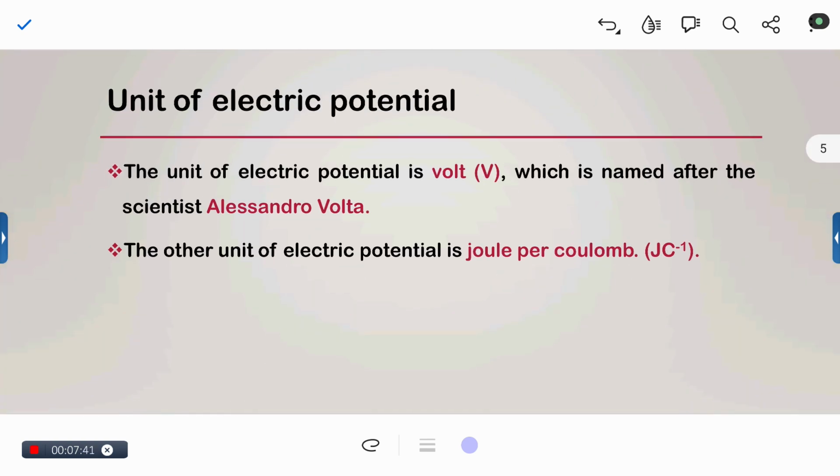Next, the unit of electric potential. Since it is measurable, we need a unit, and the unit of electric potential is volt. This is the third unit you are learning in this chapter. You already learned about charge, another one is current, and the third is electric potential. So what is the unit of electric potential? The unit of electric potential is volt.